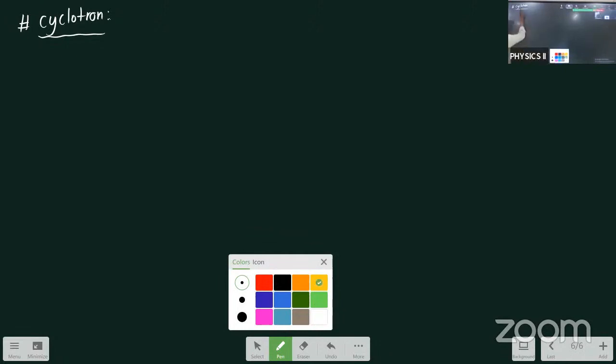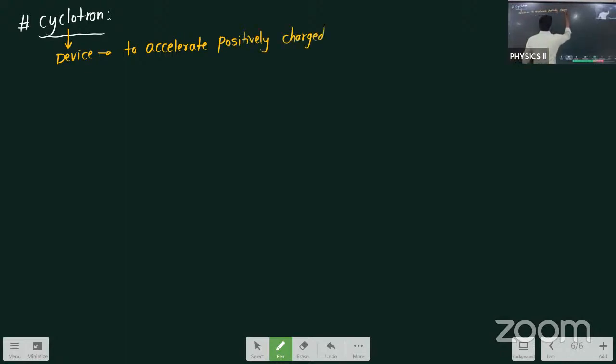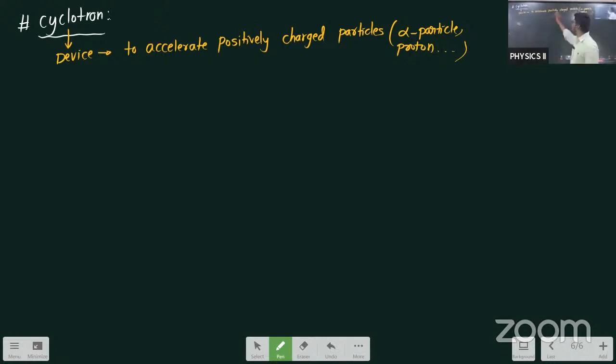So why do we use this device? Cyclotron is a device used to accelerate positively charged particles. Examples: like an alpha particle. You can take a proton also. You can take a deuteron also, your wish. So what is this cyclotron? Cyclotron is a device which is used to accelerate positively charged particles.